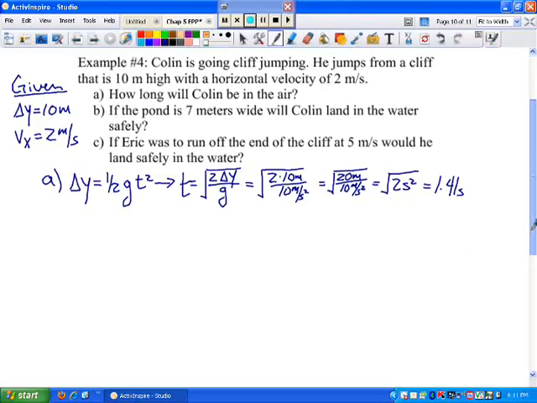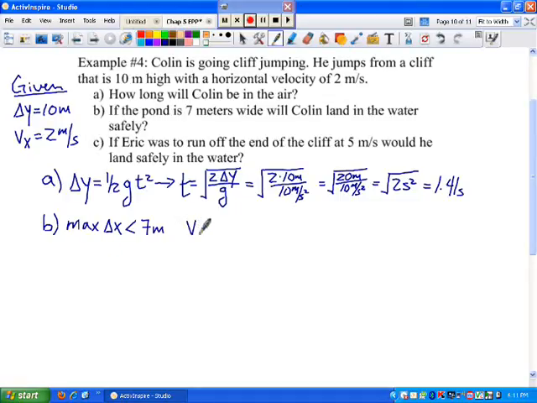Our second question asks us, if the pond is 7 meters wide, will Colin land in the water safely? What we need to recognize from this question is being able to determine whether or not delta x will be less than 7 meters. If it is less than 7 meters, then Colin will land in the water safely.